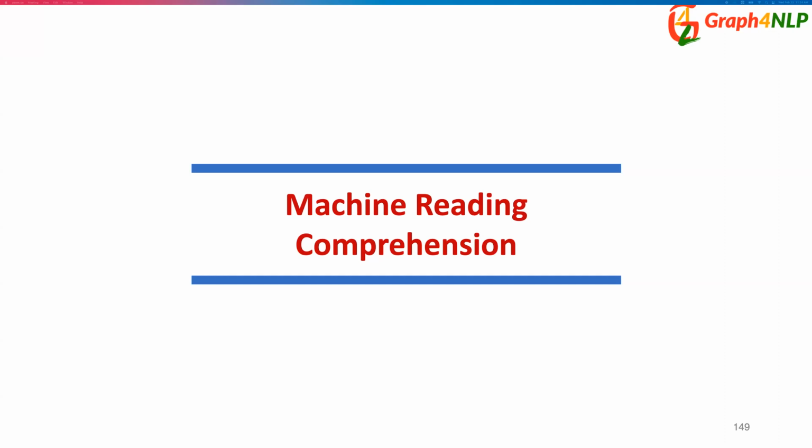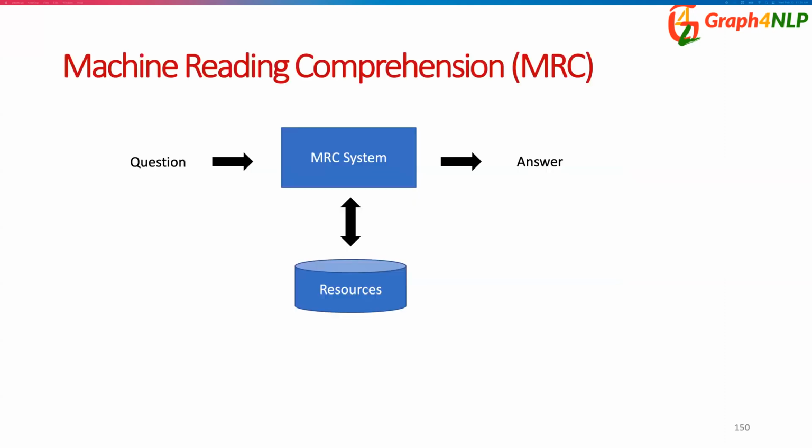Okay, so the next application I'm going to talk about is machine reading comprehension. Just a very brief introduction for the task. Machine reading comprehension is the task where, given a question in natural language that can be answered based on unstructured and/or semi-structured data, the system extracts an answer or selects a correct answer from a given list.